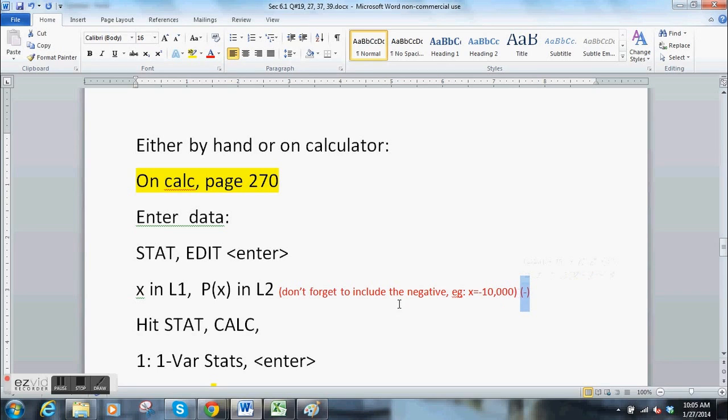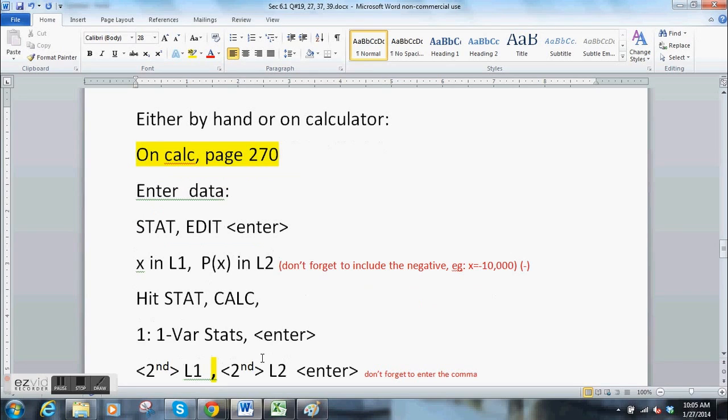Once you're done entering the data, you hit the stat button, and then use the arrow keys to get to calc. So arrow over, hit the calc button, and then hit enter. Then it'll give you one variable statistics, so hit enter on that one. Then you hit second function, which is yellow, I think. It might be blue on the TI-84s. L1. Then you have to type in a comma. Second function L2. This is essentially saying my data x is in L1, but hey, wait, the probabilities are in L2. So don't forget to enter the comma, and then hit enter.